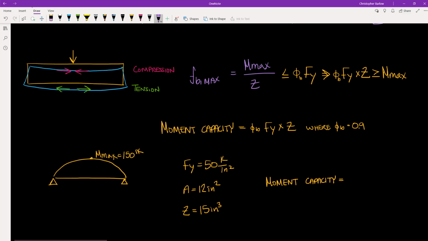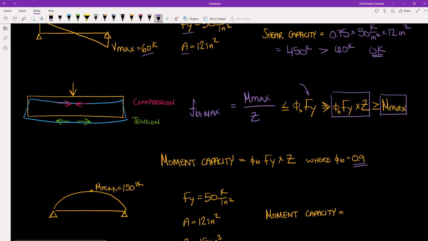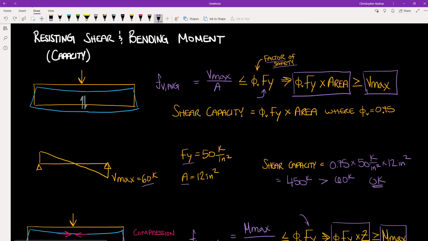Now with bending, again we had a formula for our maximum bending stress, which was equal to our maximum bending moment divided by our plastic section modulus. And that also needs to be less than or equal to our design yield stress multiplied by a factor of safety. And once again, we can rearrange this formula to give us our demand and our capacity. Note here that with bending, we are using a phi factor, a factor of safety, of 0.9. And compare that to our factor of safety for shear, which was 0.75.